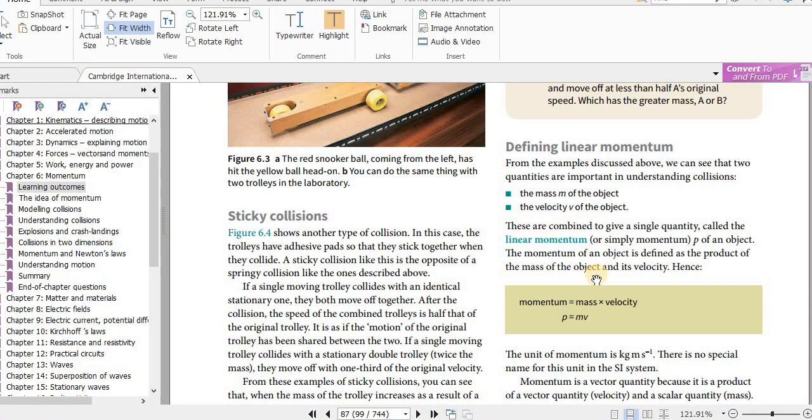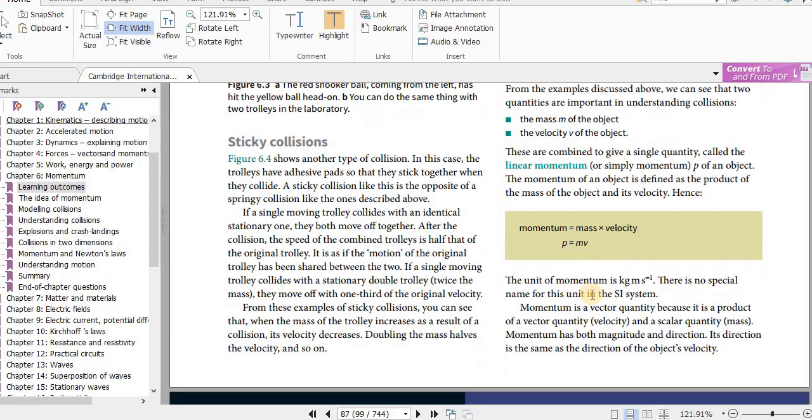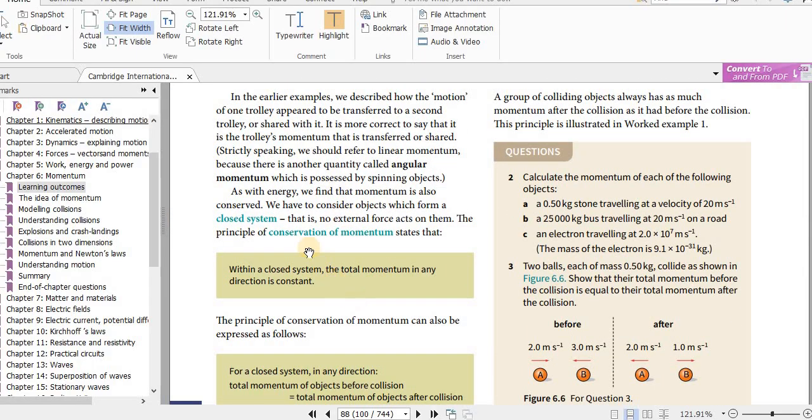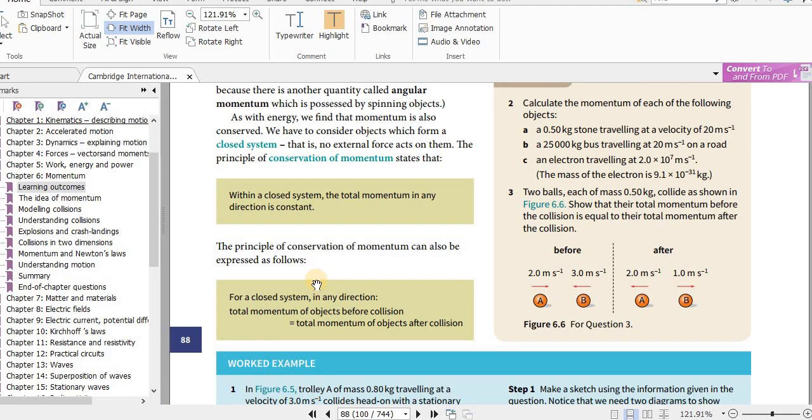And this equation is important, and also we can use this as the definition. You should know this. See, defining linear momentum, and we have this. Now you should know this also. Conservation of momentum states that within a closed system, the total momentum in any direction is constant. The principle of conservation of momentum can also be expressed as follows. For a closed system in any direction, total momentum of objects before collision equals total momentum of objects after collision.